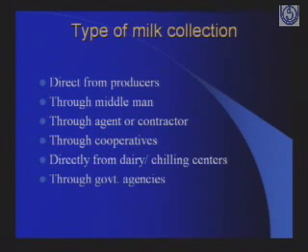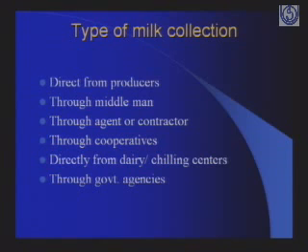Now this system has been considered the best system of milk collection, and it is known as the Amul pattern of cooperative system, where the milk producers make their cooperatives, and the milk is collected by the cooperatives. One secretary is there, and then a collector or a person is there who arranges all the collection and payment to the producers. Then the fifth method is directly from dairy or chilling center.